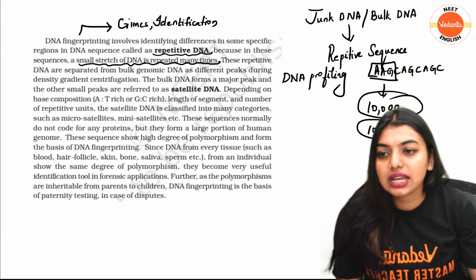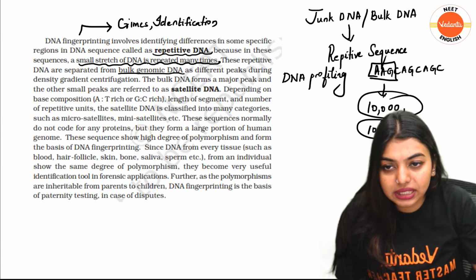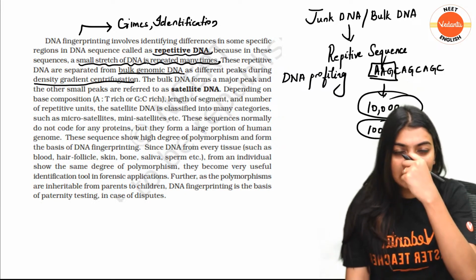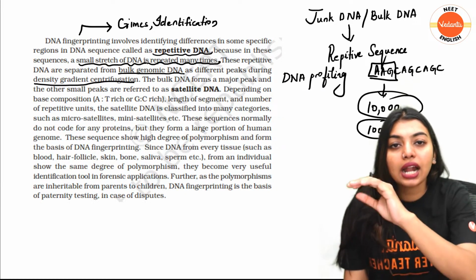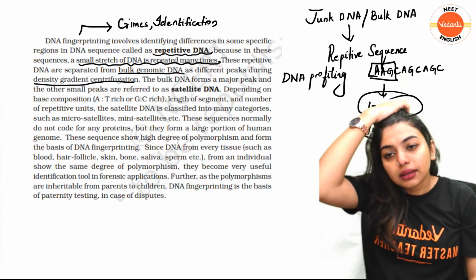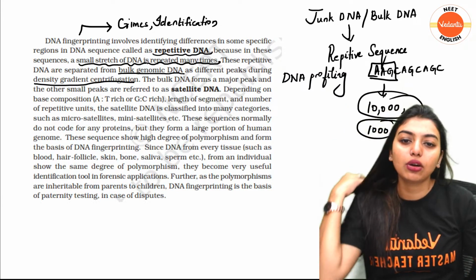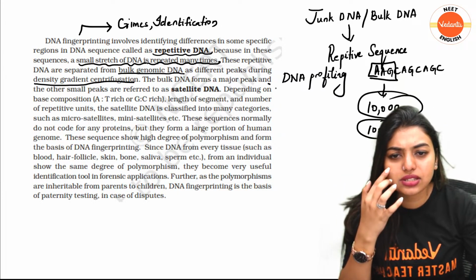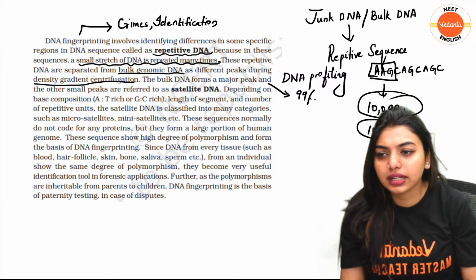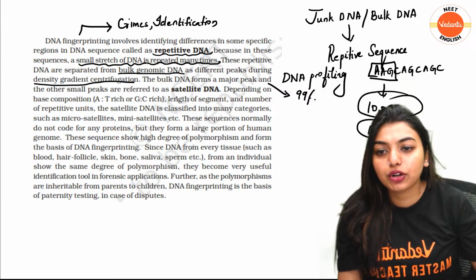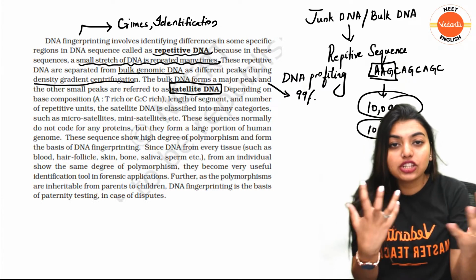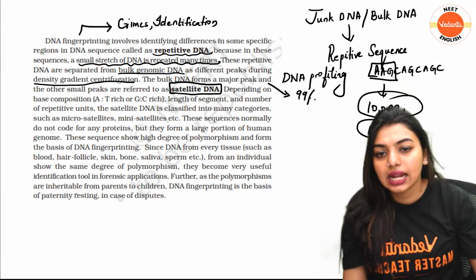These repetitive DNA are separated from the bulk genomic DNA as a different peak during density gradient centrifugation. So density gradient centrifugation helps us see different peaks. The bulk DNA forms a major peak, obviously, because bulk DNA is 99%. The small peak is referred to as satellite DNA. So the DNA which helps in making each of us different is called satellite DNA.